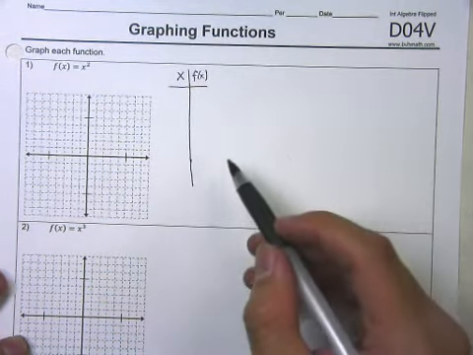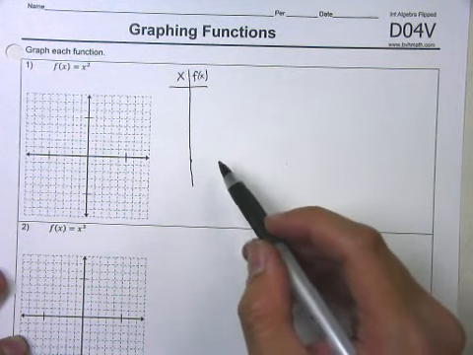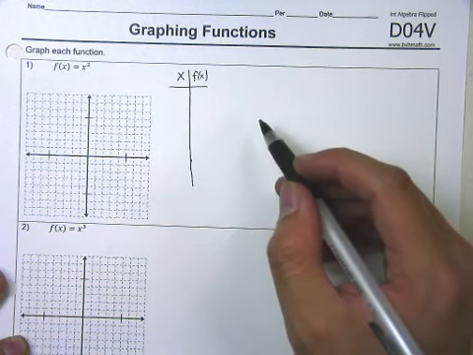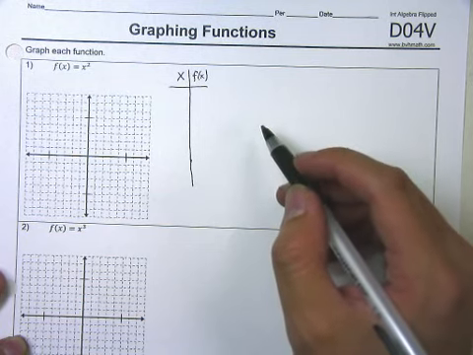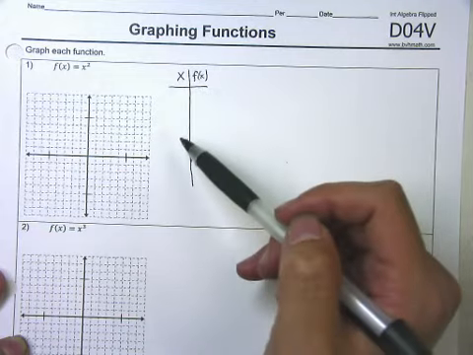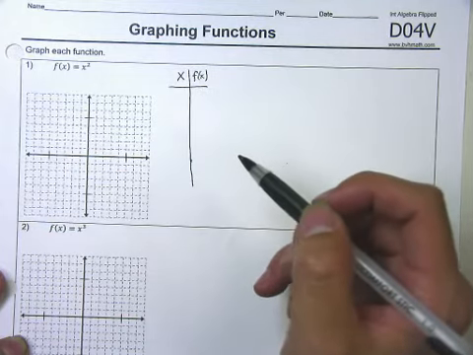The way I would recommend organizing your work is like this. Let's show our work off to the side. And I really want you to make sure that you do this in a neat and organized way. So for example, let's construct an input-output table here, and let's pick some input values.